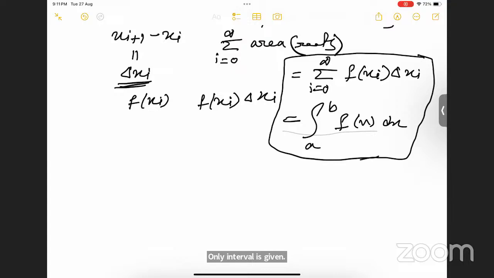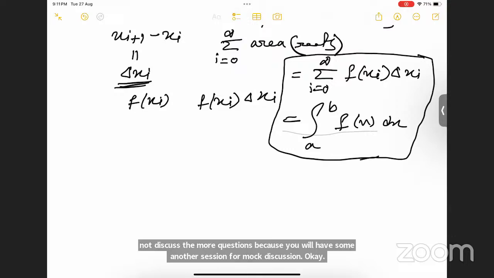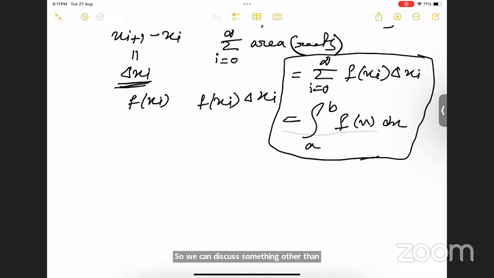What I suggest is, let's not discuss the mock questions, because you will have another session for mock discussion. Ma'am, can we discuss something other than those questions here? Yes. What kind of specific question can we possibly expect from this Riemann sum?